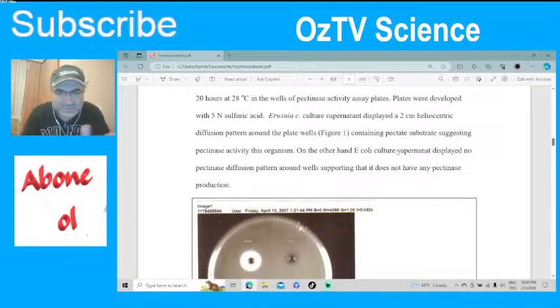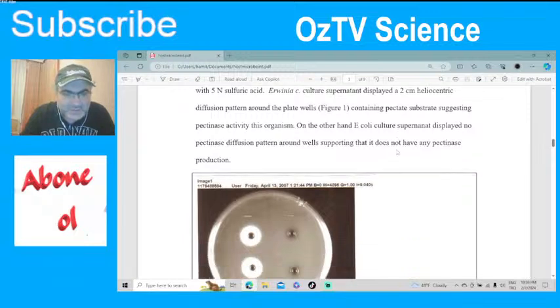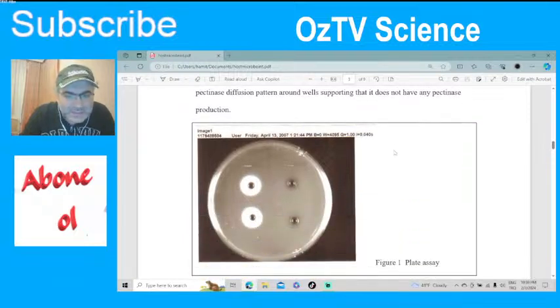They just used 2 strains. One is E. coli, the other is Erwinia chrysanthemi culture. And I think this is the date: Friday, April 13th, 2007. That's the date of the picture. And this is the picture, as you see.